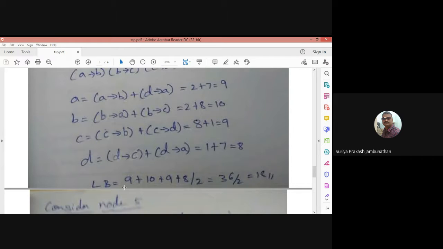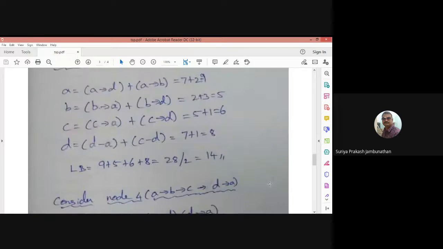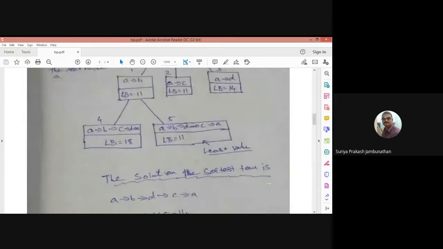So the lower bound calculation is 9 plus 10 plus 9 plus 8 divided by 2. So 36 divided by 2, 18 we are getting. So 18 we are writing here as the lower bound for this 4.